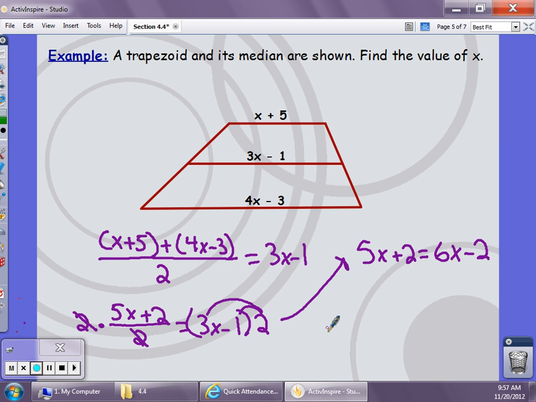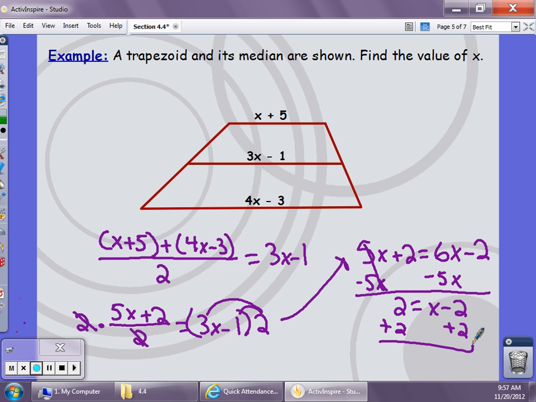I want to combine my x's, so I'm going to subtract 5x from both sides, which leaves me with 2 equals x minus 2. And then if I add 2 to both sides, I now know that the value of 4, when I substitute it in for x, is going to give me the correct values for the medians and the bases. So let's go ahead and check that.